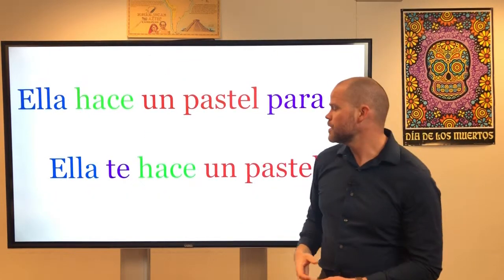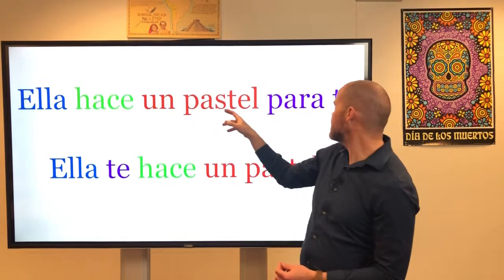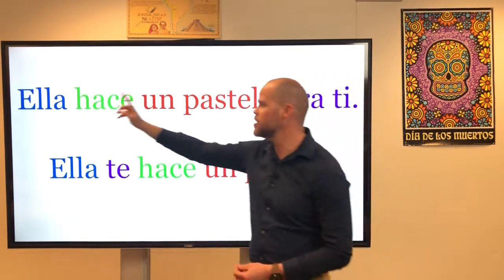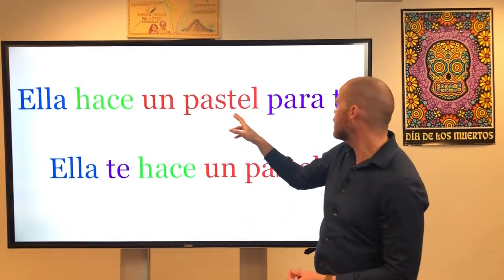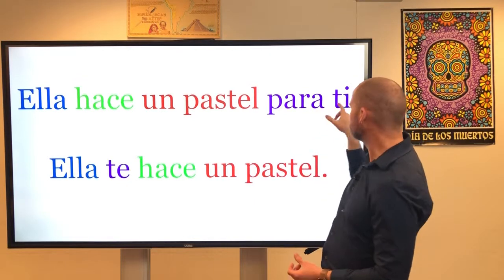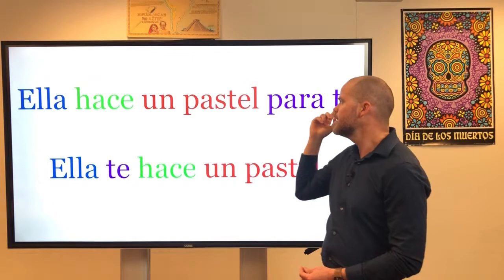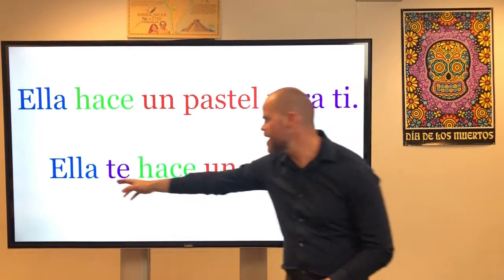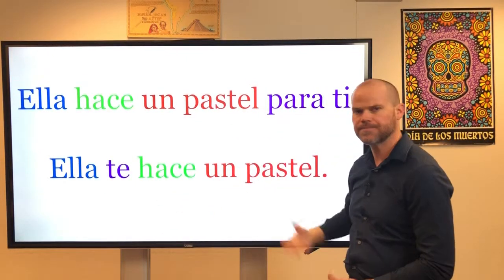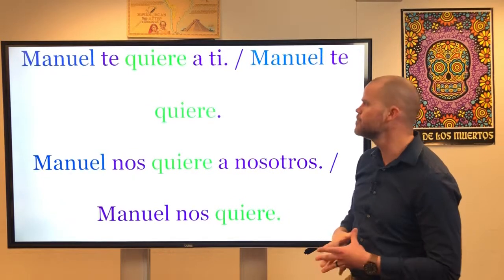Okay, another example. Ella hace un pastel para ti. And this would be, she makes a cake for you. So it's for you. And now, since it's for you, our indirect object pronoun is going to be te. So this is going to be, ella te hace un pastel. She makes a cake for you.